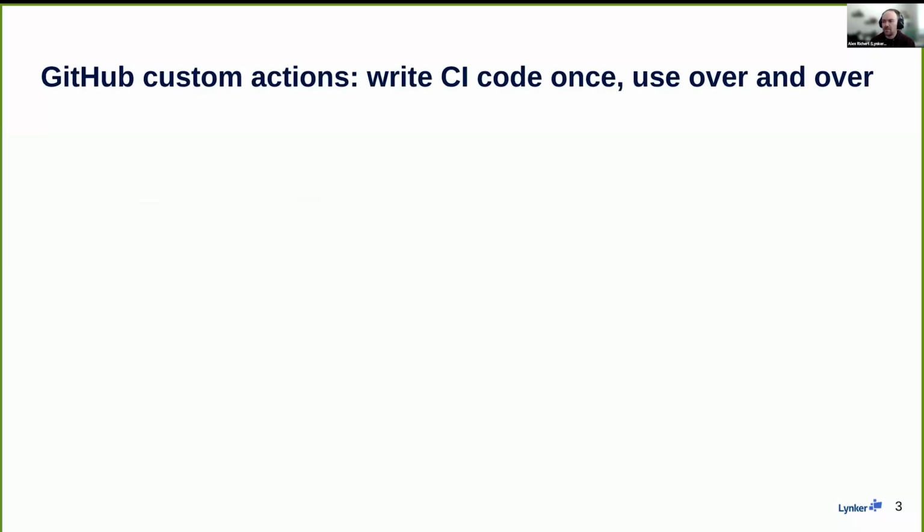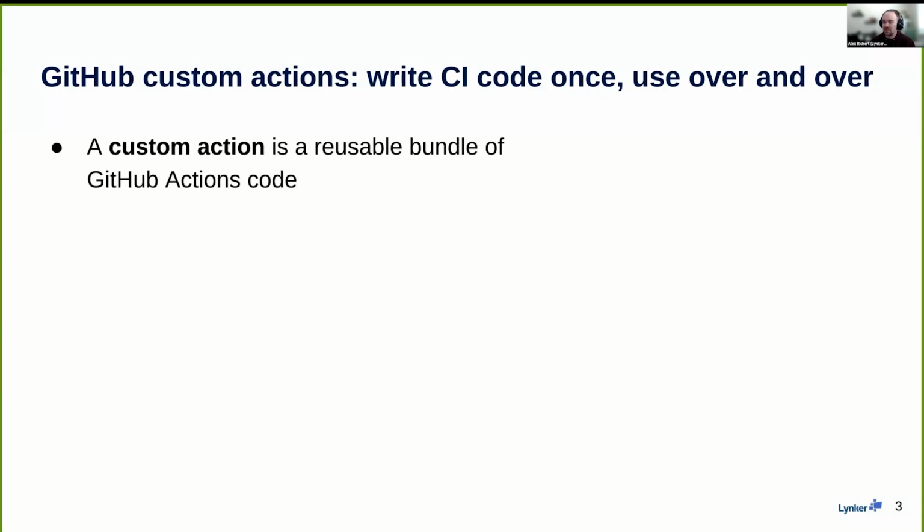So I want to start off by talking about GitHub custom actions. All of our codes are on GitHub, so a lot of what I'll say will probably apply indirectly to GitLab or other services which may have equivalent offerings, but I'm going to talk about things in a GitHub context. Within GitHub Actions, which is GitHub's CI offering, there is a feature called Custom Actions where you can write your same piece of CI code once and then use it over and over, including across repositories if you want to. A custom action is just a reusable bundle of GitHub Actions code.